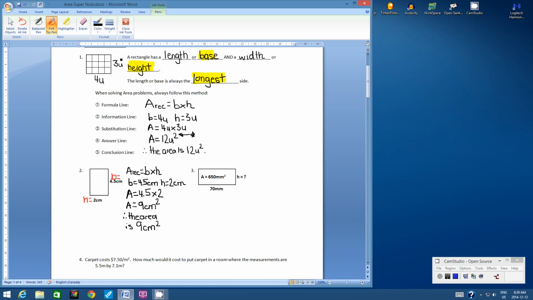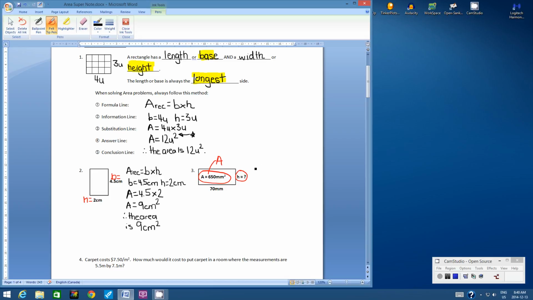Now, example 3, it's always nice to have a diagram because it's very easy to visualize what is being asked of us. This question is a little bit different because look, we're given the area and we're asked to find the height. So it's a little bit different question, isn't it? So let's see how we work this one out.